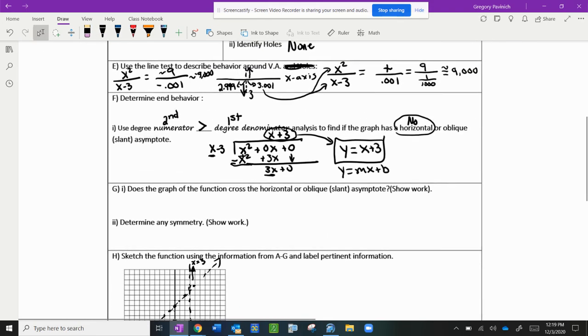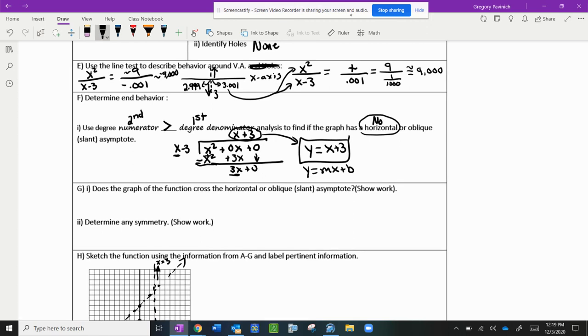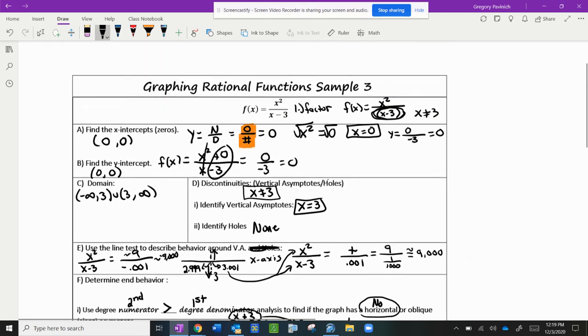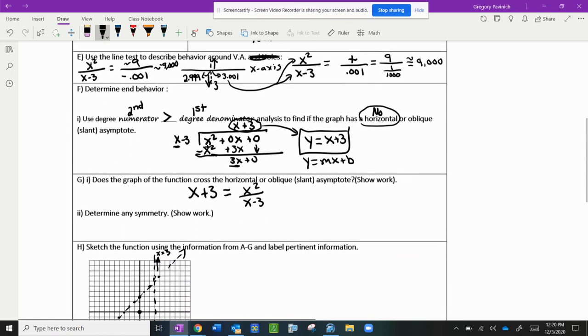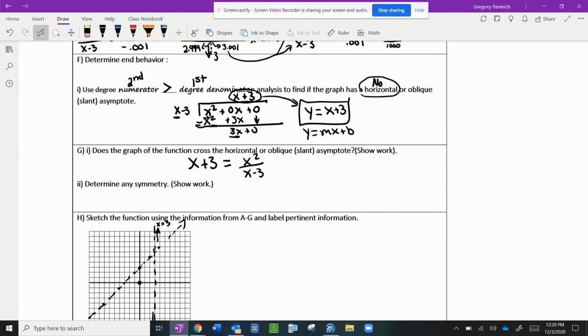So what you do is you say, okay, I have this function. This one is actually the linear line x plus 3, and I want to set it equal to my function. If it reduces, you'd set it equal to the reduced function. And I want to say, do these two functions intersect anywhere? And if they do intersect, my rational function and my slant asymptote, then I know it crosses there because there will be an intersection point. So I'm going to solve.